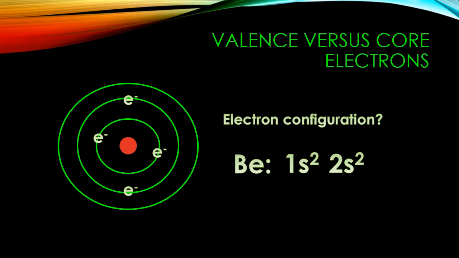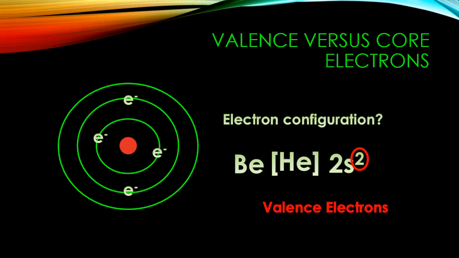So what do you want to call these first 2 electrons? Well, if you said core electrons, you are correct. And we can replace the 1s2 with helium. It's kind of a shorthand way to do this. The 2 electrons in the second energy level are now called your valence electrons. Beryllium has 2 valence electrons.